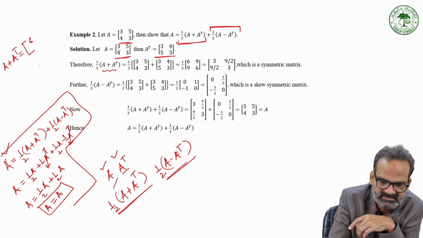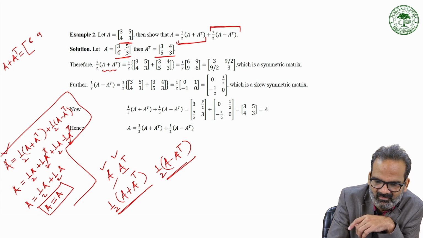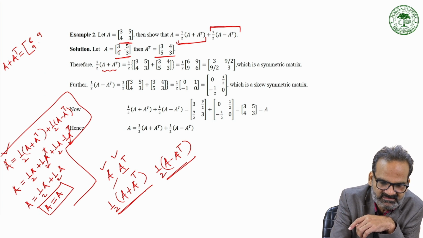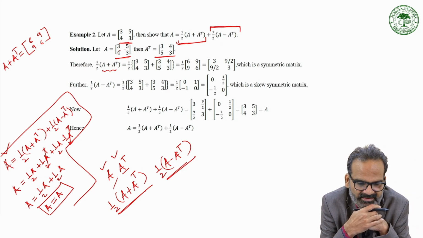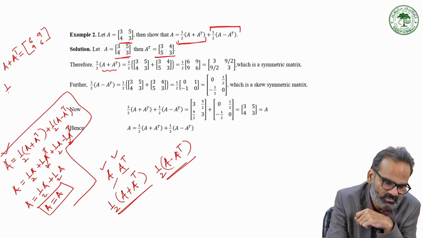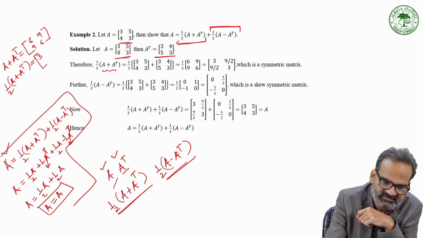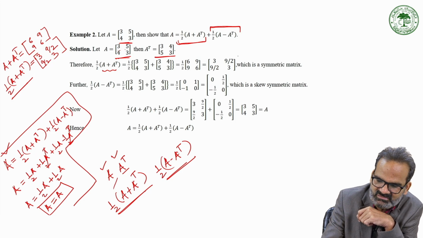3 plus 3, this is 6. 5 plus 4, this is 9. 4 plus 5, this is 9. 3 plus 3, this is 6. Right? Okay? And what is 1 upon 2 (A plus AT)? See what happens. This means multiplying this matrix by 1 upon 2. So 6 divided by 2 is 3. 9 divided by 2 is 9 by 2. Again 9 divided by 2 is 9 by 2. And 6 divided by 2 is 3. So this is the matrix 1 upon 2 (A plus AT): 3, 9 by 2, 9 by 2 and 3.